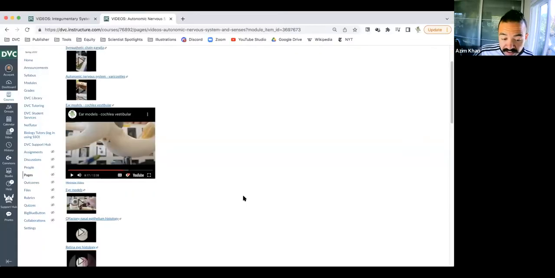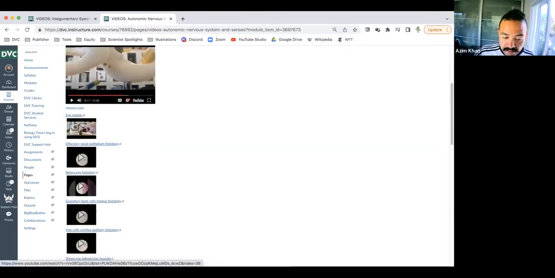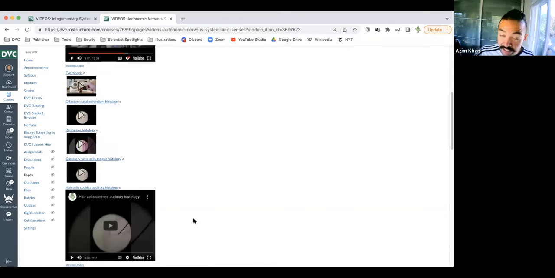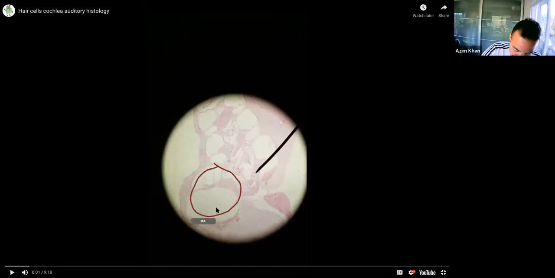It'll be useful to see the histology of hair cells. It looks a lot like what we saw in the models, kind of, but I'll show you again. Here you can see at 40x, a whole cochlea cross-section. You can see a grouping of 3, 3, 3, all going all the way around.